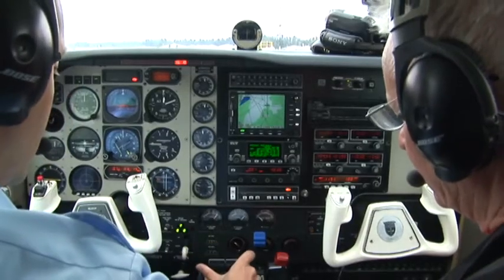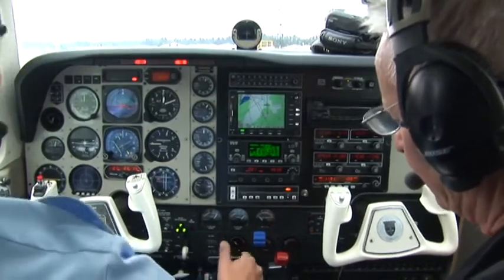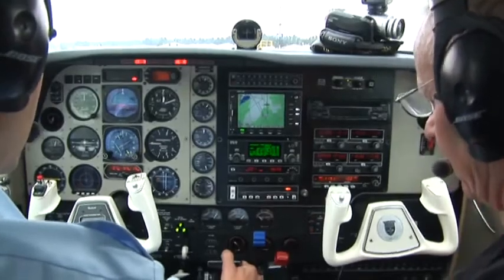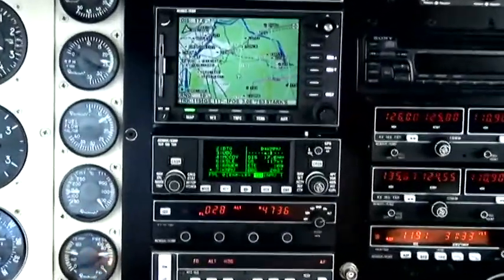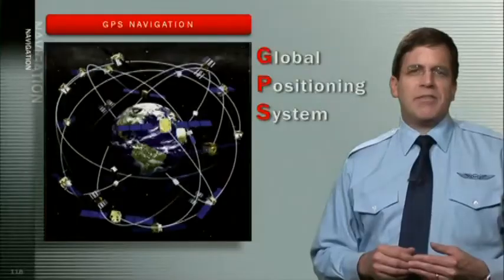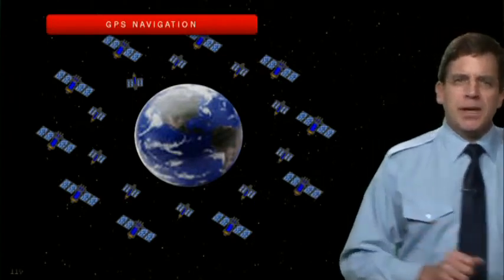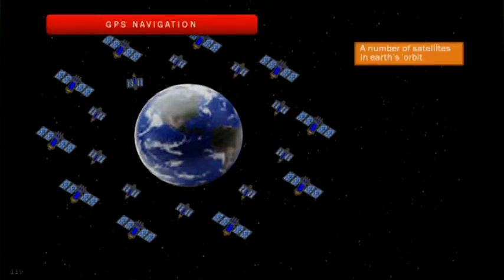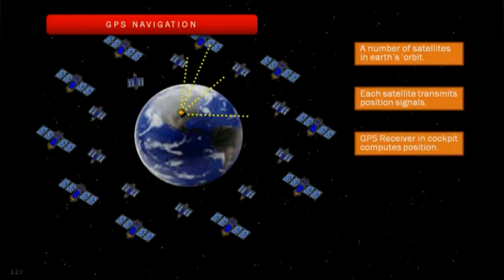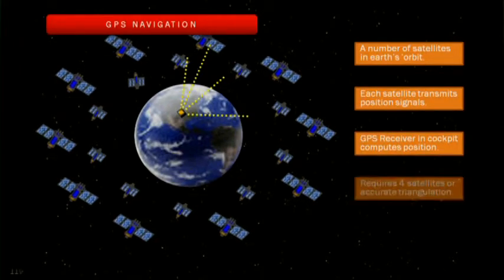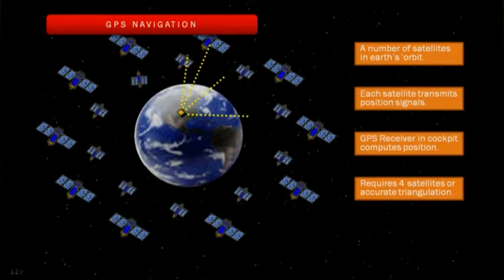Virtually all aircraft now have some sort of GPS system installed, and for those that don't have a permanent GPS installation, inexpensive and very accurate handheld GPS receivers are available. GPS consists of a number of navigational satellites in orbit around the Earth, each one transmitting a position signal. The GPS receiver in the aircraft computes its position based upon the signals it receives. For accurate position information, at least 4 satellites must be received.